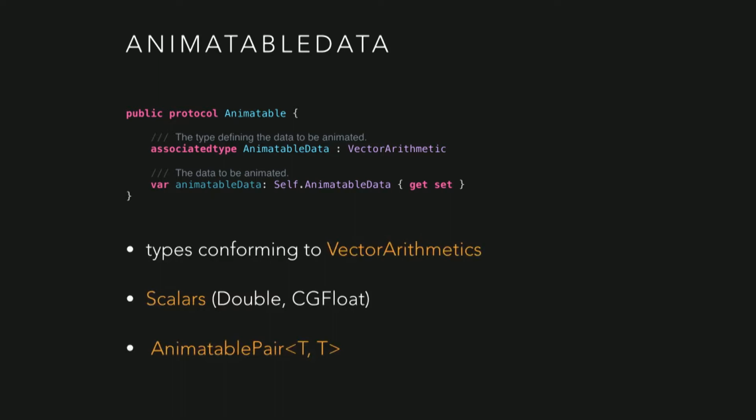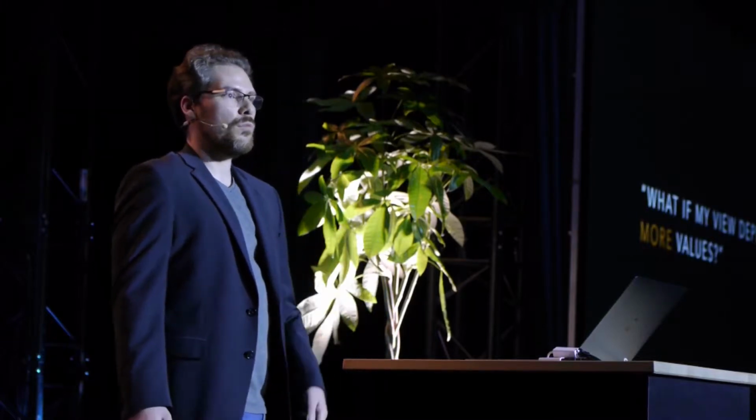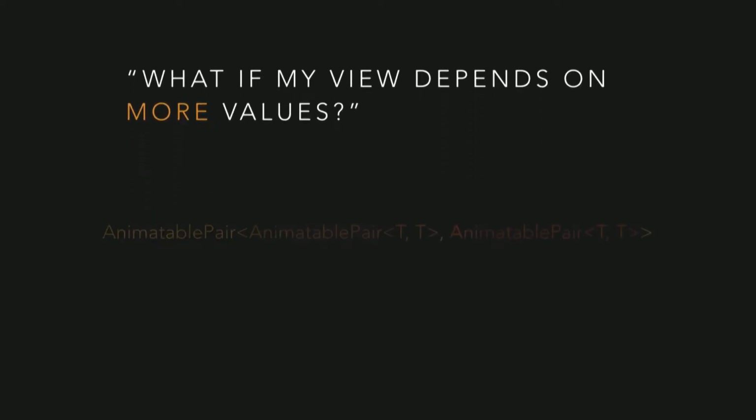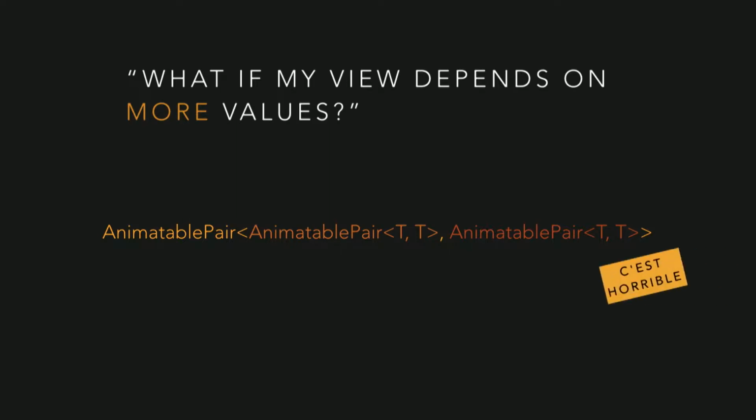So when you are animating along single values, you can use some basic scalars like CGFloat or Double, or for pairs of values, you can use animatable pairs. If you are asking, okay, but what if I need to animate along more values? You can do that also. You can cascade animatable pairs within each other, which works. Apple uses it, for example, for edge insets. But you may guess this is not very scalable.